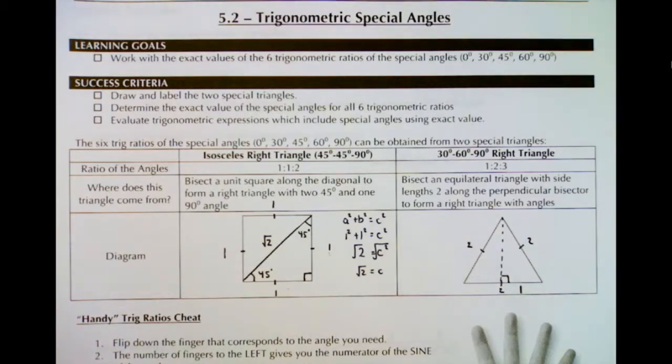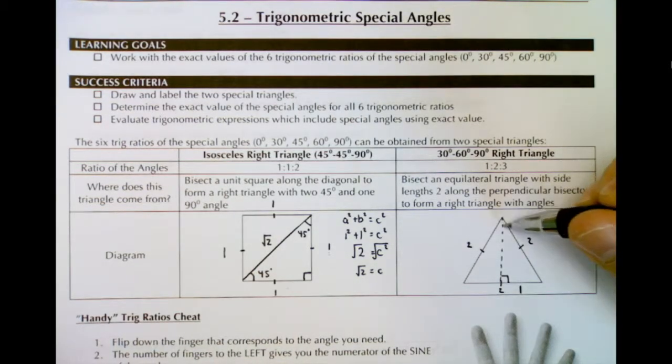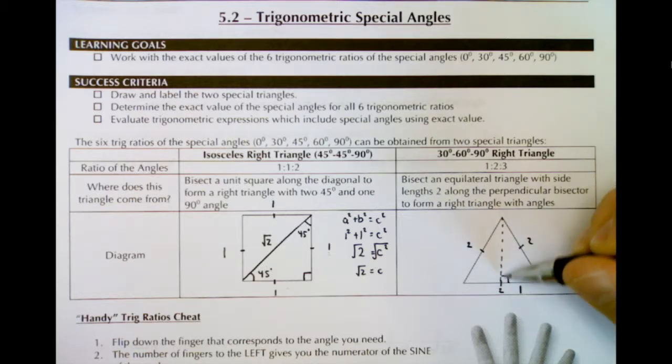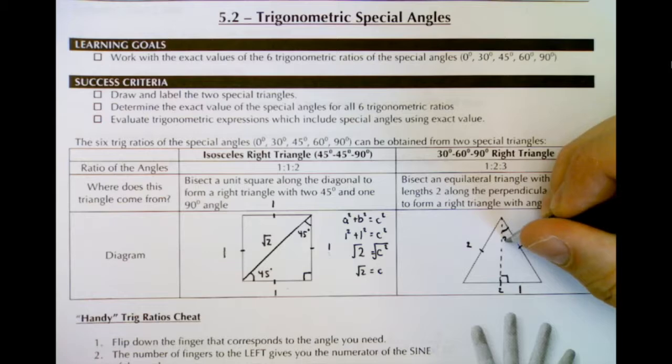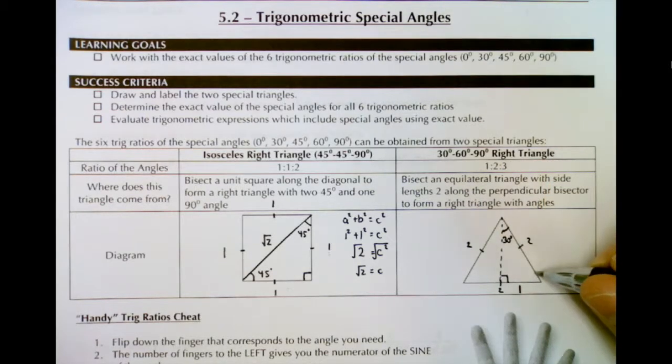We can find the other two angles in this triangle as well, because in an equilateral triangle, all three angles would be 60 degrees. We split this angle directly in half because it's an equilateral triangle. So we know that this angle would be 30 degrees. And this angle was not split. It was part of the original triangle, so it's 60 degrees.